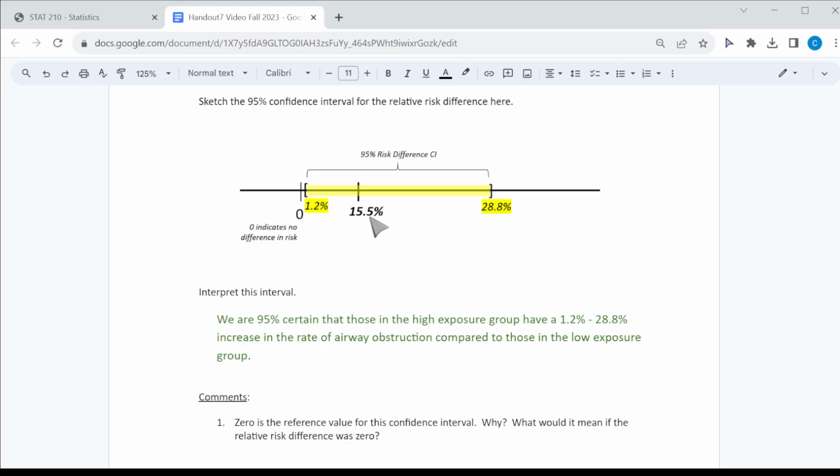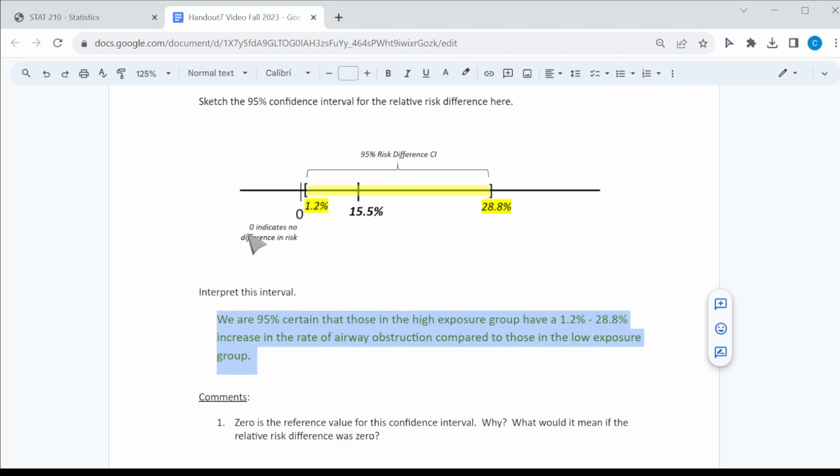Well, if I'm doing a 95% confidence interval for the difference in the risk, then I would just say that risk difference is 95% certain to stay between 1.2% and 28.8%. So my interpretation here would be just that we are 95% certain that those in the high exposure group have a 1.2 up to a 28.8% increase in the rate of airway obstruction compared to those in the low exposure group.